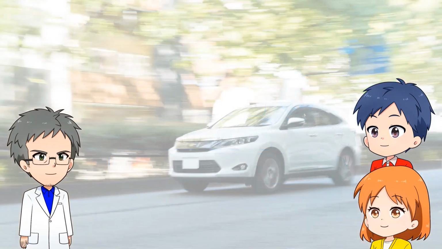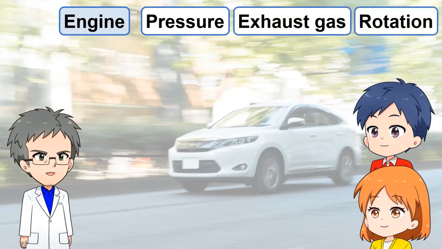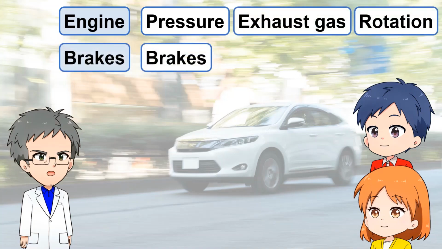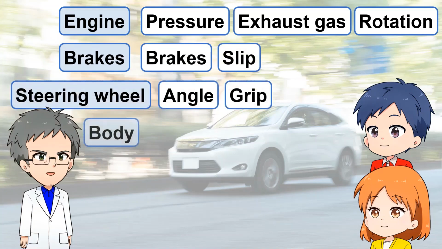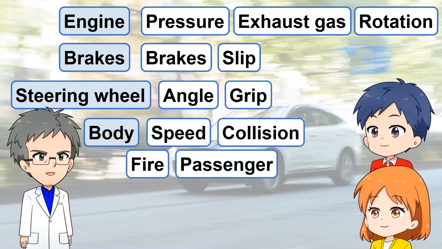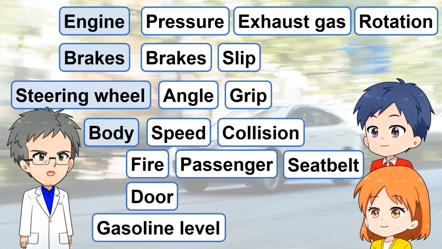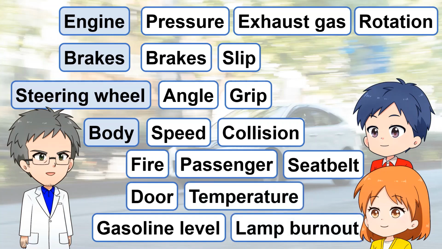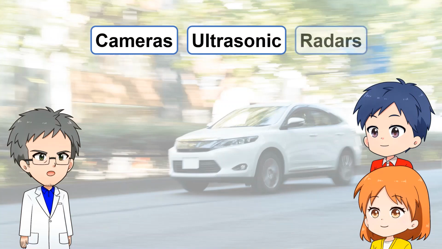Look at cars. They have many more sensors. The engine has a pressure sensor, exhaust gas sensor, and rotation sensor. The brakes have an oil pressure sensor, slip sensor. The steering wheel has an angle sensor and grip sensors. The body has a speed sensor, collision detector, fire detector, passenger detector, seatbelt sensor, the door open, close and lock sensors, gasoline level sensor, lamp burnout sensor, and a temperature sensor. And then, the car has cameras, ultrasonic sensors, and radars to confirm safety and enable autonomous driving.